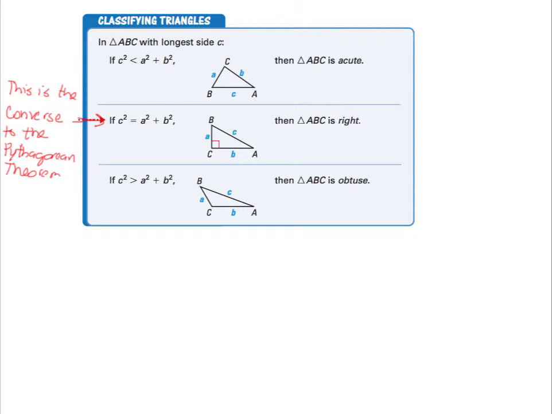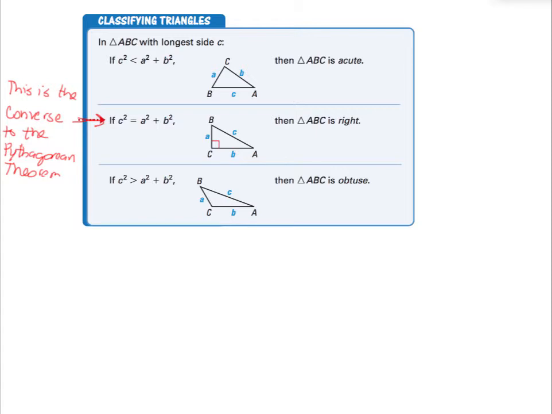How I remember this, I think less than is less of an angle, which is an acute angle, a small angle. If c squared is greater than a squared plus b squared, then I know that the triangle is an obtuse triangle. So again, think greater than, greater angle is obtuse. And if c squared equals a squared plus b squared, I have a right triangle. Equal to is just right.